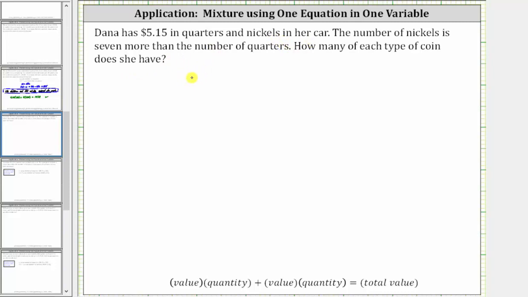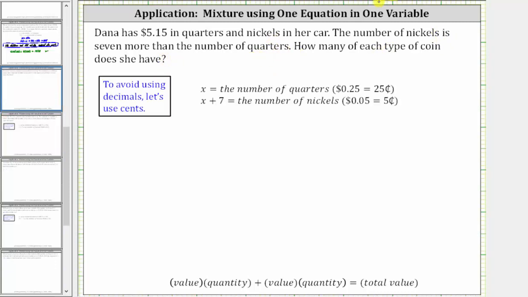We need to begin by writing expressions for the number of nickels and the number of quarters. Because we're told the number of nickels is 7 more than the number of quarters, we will begin by letting x equal the number of quarters. And again, because the number of nickels is 7 more than the number of quarters, if x is the number of quarters, then we can use the expression x plus 7 for the number of nickels.